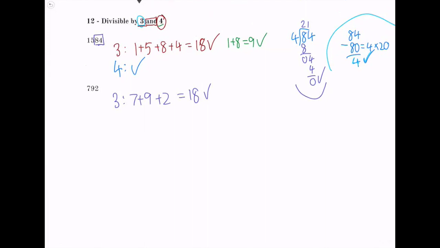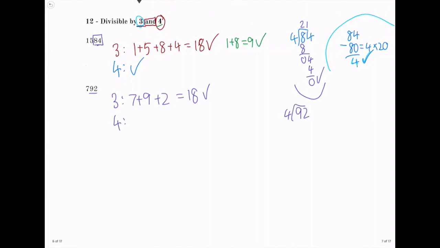Then for 4, you do 92 divided by 4, which is divisible. You can do that, or the second method again: you just subtract off 80, and 12 is a multiple of 4. If you're understanding the second method, it can be faster sometimes. So it is, and we're good.